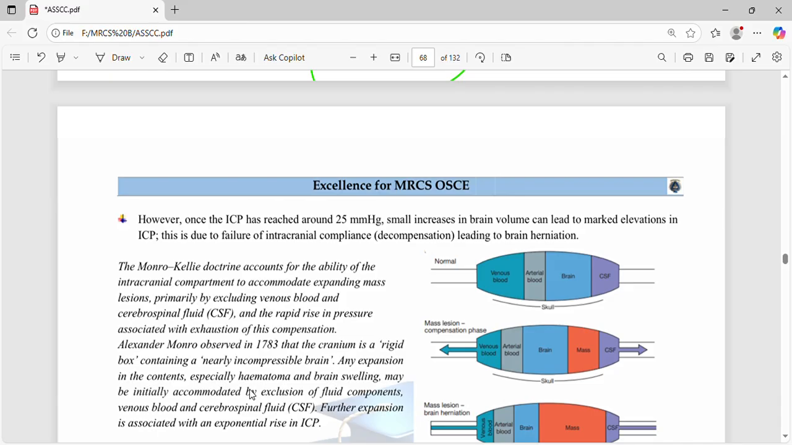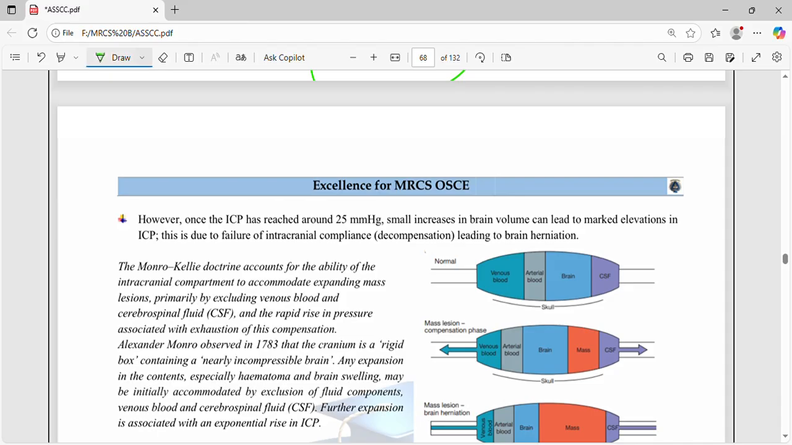However, once the ICP has reached around 25 mm of Hg, a small increase in brain volume can lead to marked elevation in ICP. So brain volume, edema or hemorrhage, anything which can increase the brain parenchyma, can go up to 25 mm of Hg, like normally 7 to 15 mm of Hg of intracranial pressure. But after 25 mm of Hg, there will be an abrupt increase in the ICP.